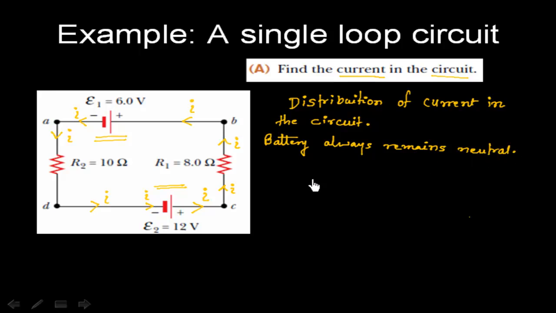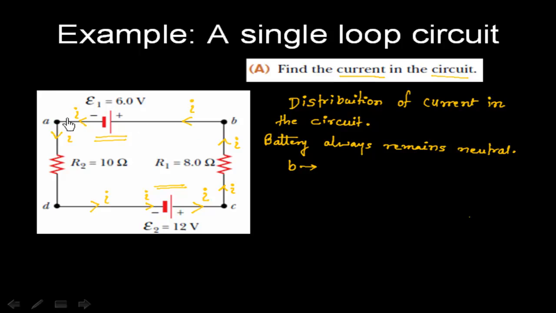So now let us apply the loop law from Kirchhoff. We can start from anywhere. We can start from either point D or we can start from point C. We can start from any point. Let us say I start from point B. So we are starting from B.